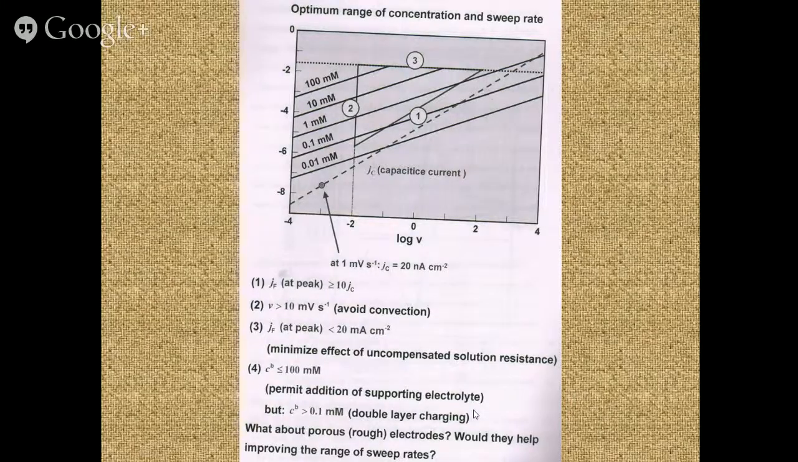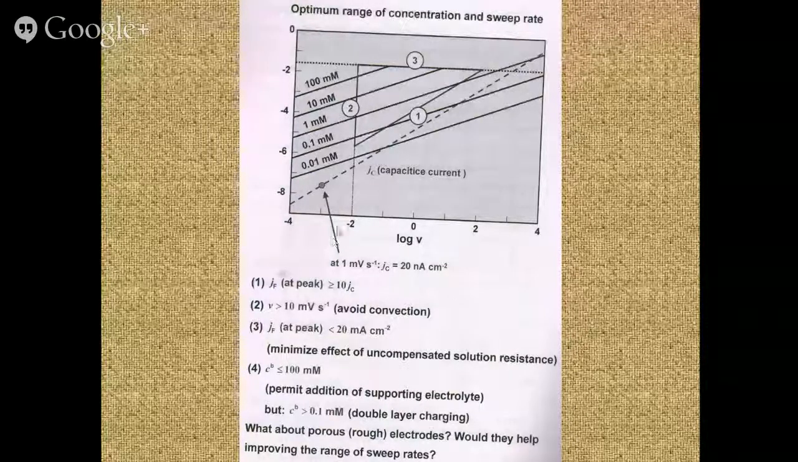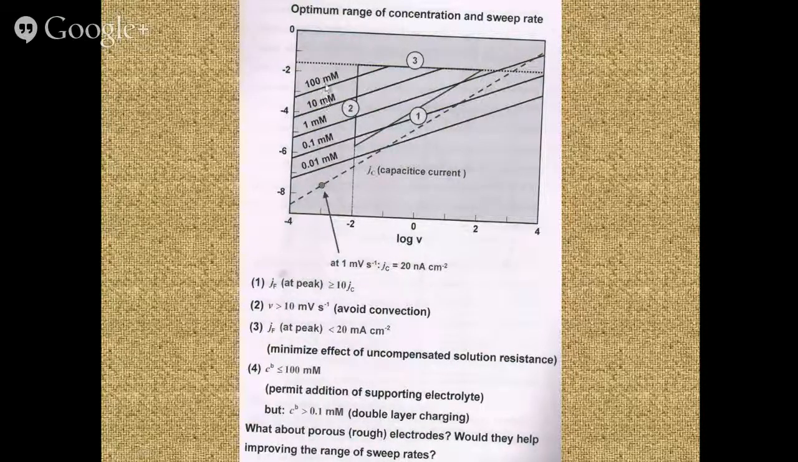Here I have shown how the current varies. I hope you are able to see, in the x-axis we are plotting the log V, and the y-axis is the current. What we are doing is finding the optimum range of concentration and sweep rate. If I go on changing the concentration of the species in the solution from 0.01 millimolar to 100 millimolar, how the current will vary with respect to potential is shown here.